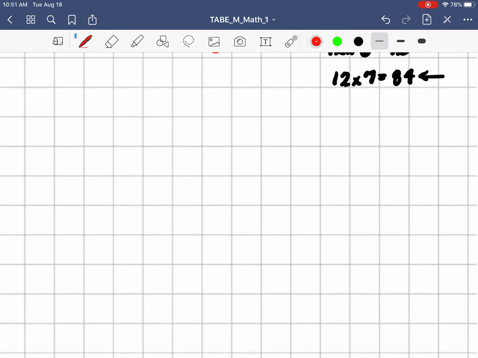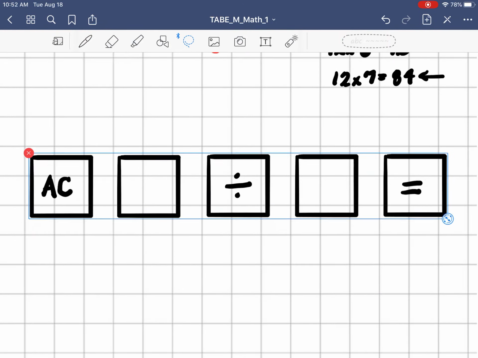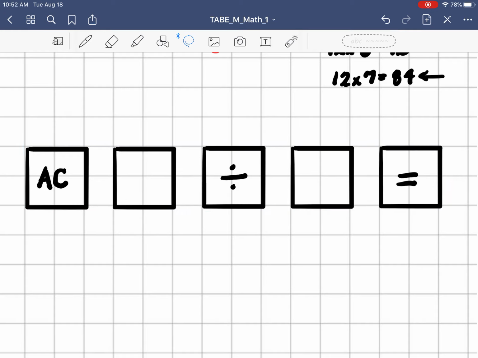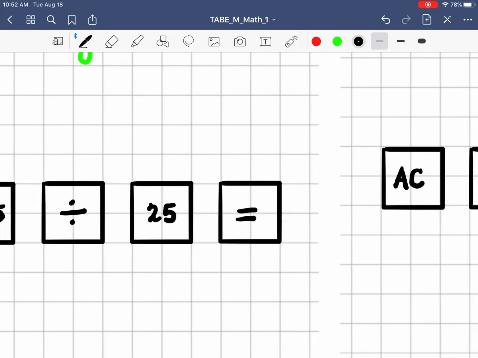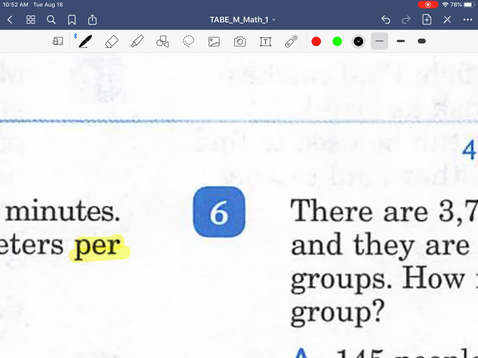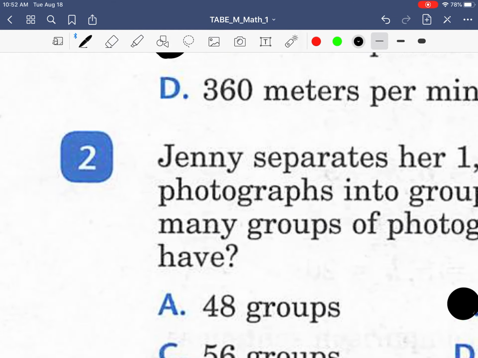To put this one into your calculator, if you're lucky enough to have your calculator, you want to put in the dividend first. 204 divide by 12. And the answer to this one is D.